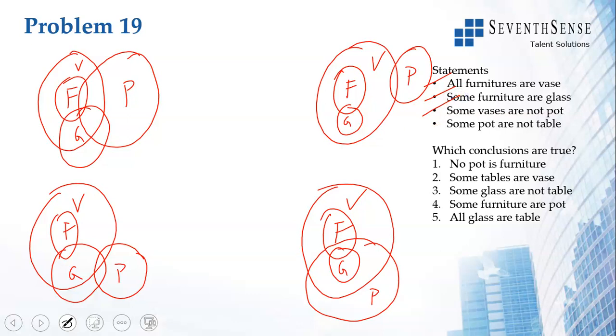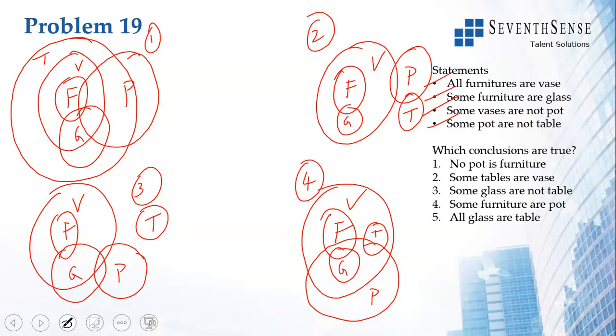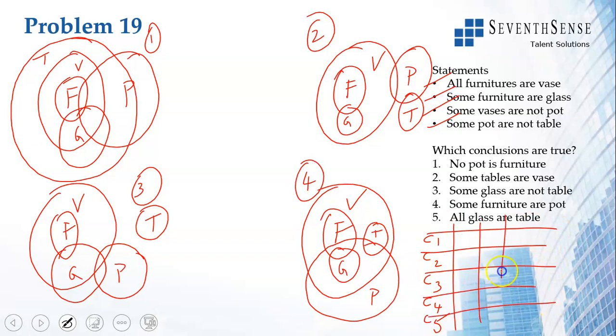Some pots are not tables. So I can draw it this way as well. Some pots are not tables here. I can draw some pots are not tables here. And I can also keep it as some pots are not tables. So 4 diagrams, 1, 2, 3 and 4. So I have 4 diagrams based on these statements. And let us see. But now I have 5 conclusions. So I have to draw conclusions 1, 2, 3, 4 and 5 in diagrams 1, 2, 3, 4.